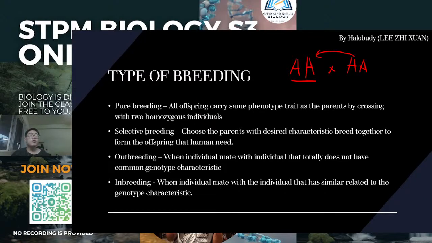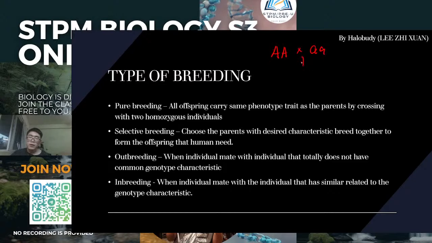So if we apply this in plants, normally in vegetables and foods, when we cross them together, we produce the desired characteristic. So outbreeding and inbreeding. Outbreeding is when an individual mates with an individual that totally does not have a common genotype characteristic.